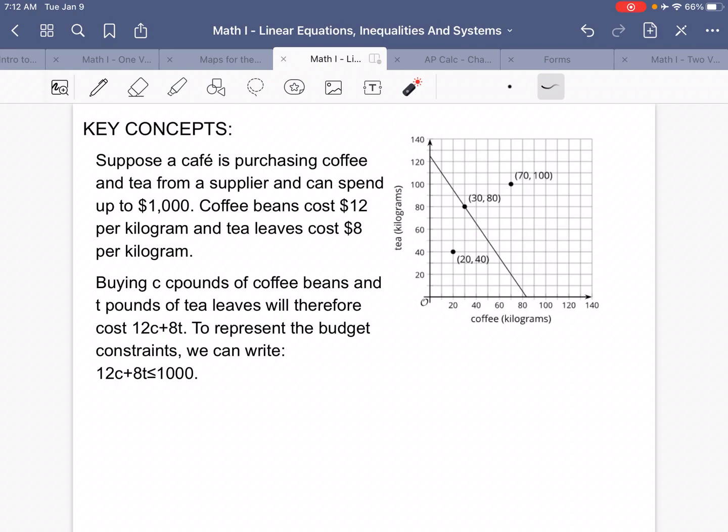Suppose a cafe is... Oh, sorry. This is day 22, a cool down called a weekend of games.